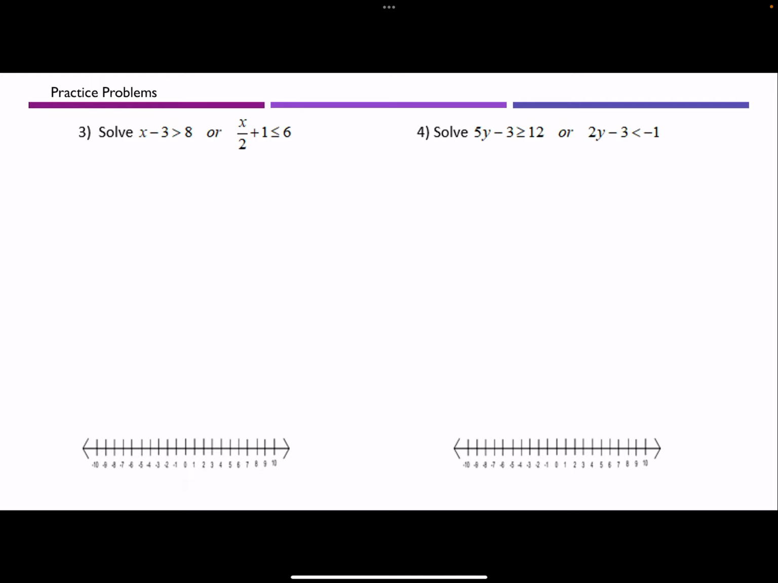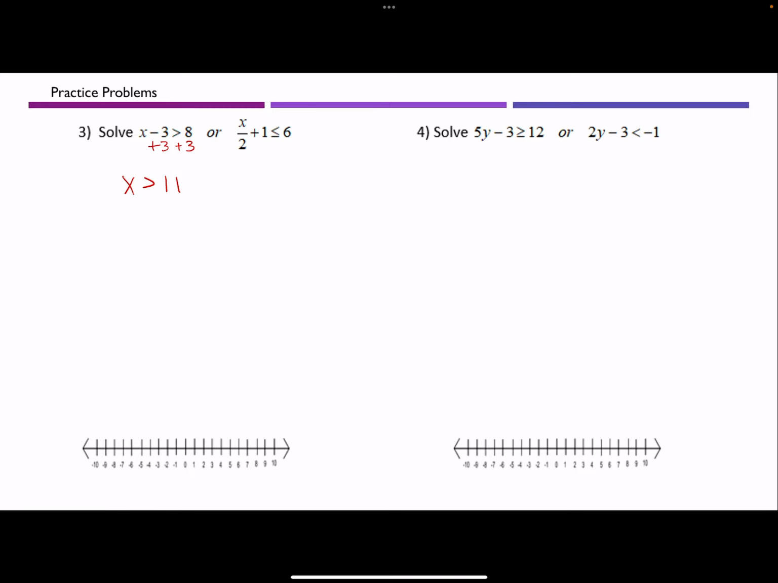So some more practice problems. Go through and try to solve these. If you want, you can always pause the video, and then when you resume the video, you can check your answers, or you can follow along with me if you'd like to. So we're going to get x by itself first by adding 3 to both sides. So x is greater than 11.